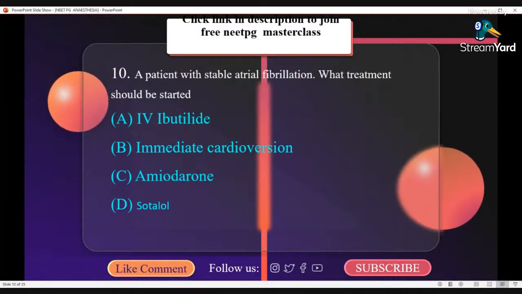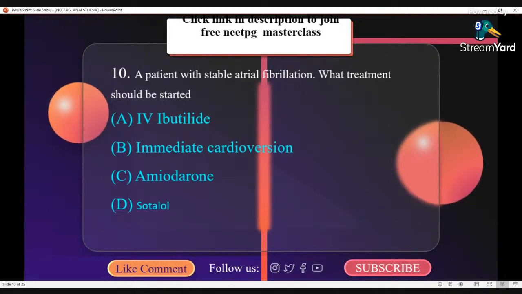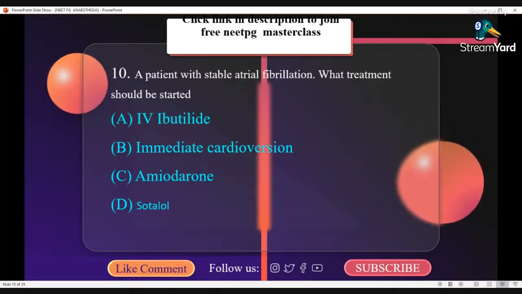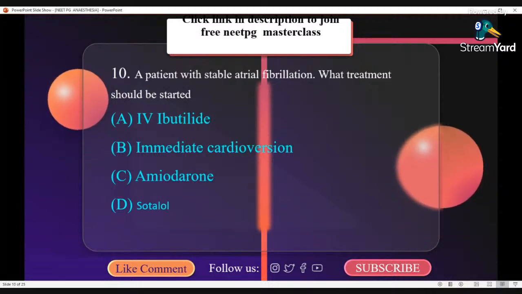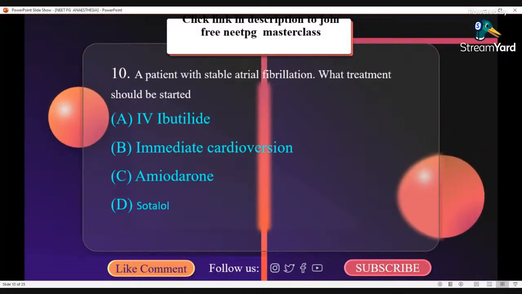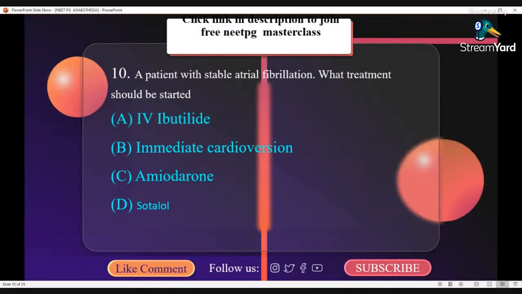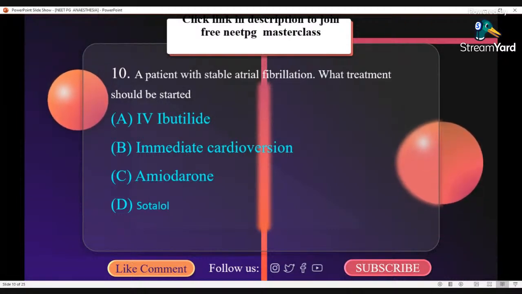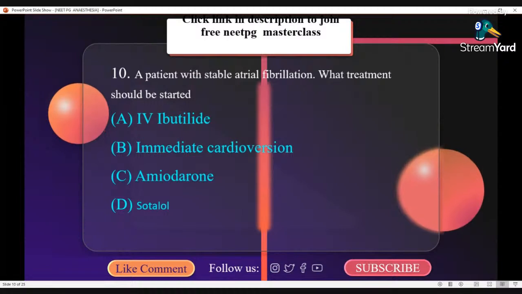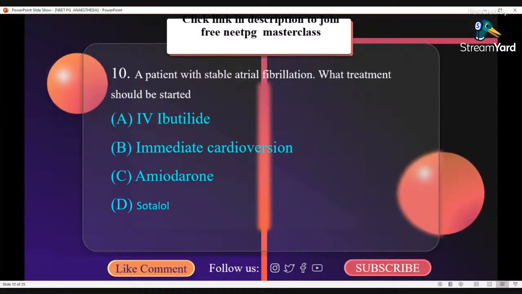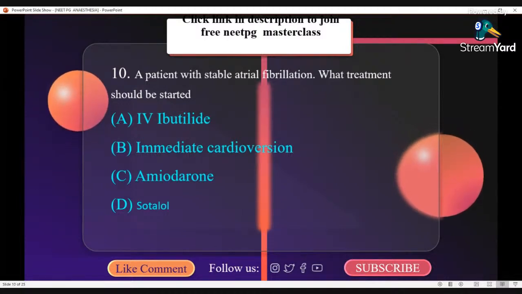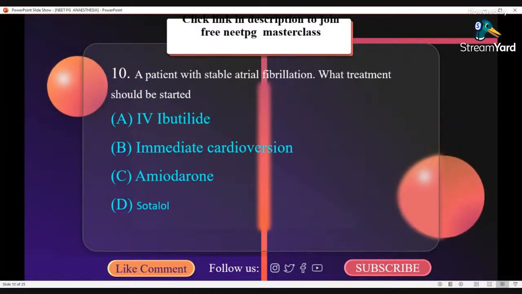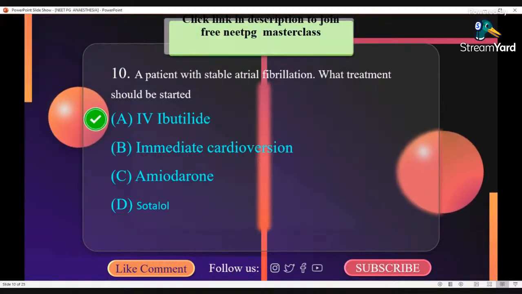So the patient is in atrial fibrillation, but the hemodynamic status is normal. Give IV ibutilide. Ibutilide is a class 3 antiarrhythmic drug. It has a rapid onset of action to restore sinus rhythm. It acts by prolonging the action potential duration and effective refractory period. How much do you administer? A dose of 1 milligram over 10 minutes. You can repeat the dose 10 minutes after the first dose. If there is hemodynamic deterioration, then immediately do cardioversion. So the correct option here is IV ibutilide.